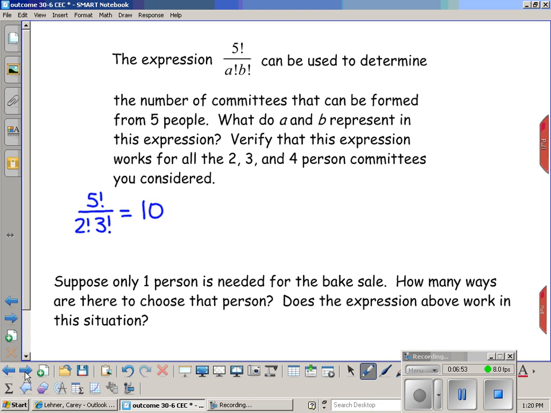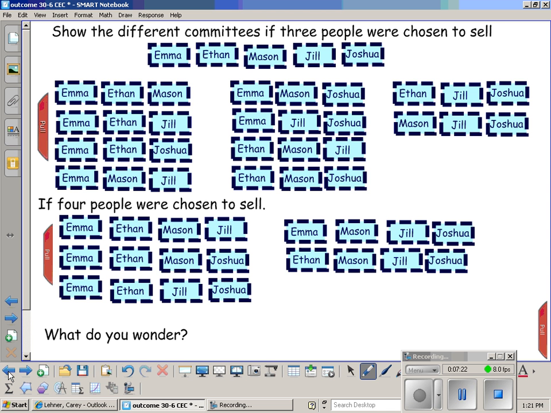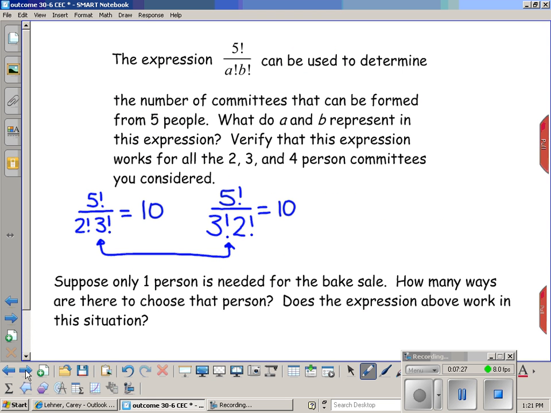So let's check this for the next one. Let's say we choose 3 people for the committee. Then there's 2 people that are not on the committee. We do this calculation, we get 10. And it should make sense. Look at what we're dividing by. Multiplication does not matter what order we do it in. So 2 factorial, 3 factorial is the same as 3 factorial, 2 factorial. And when we chose 3 people, there were 10 combinations. So that one is verified.